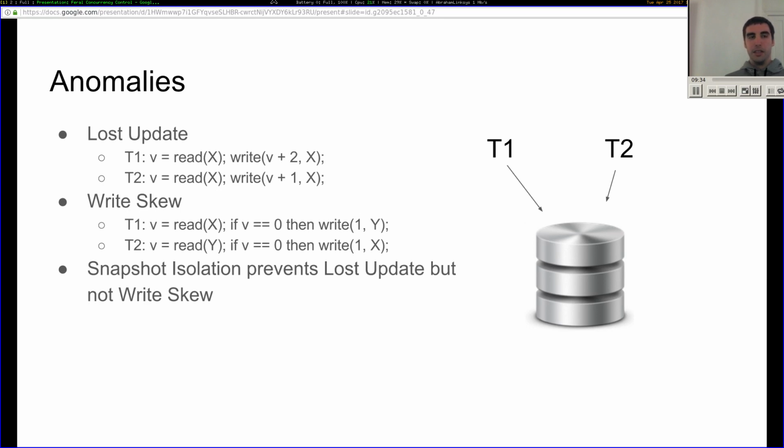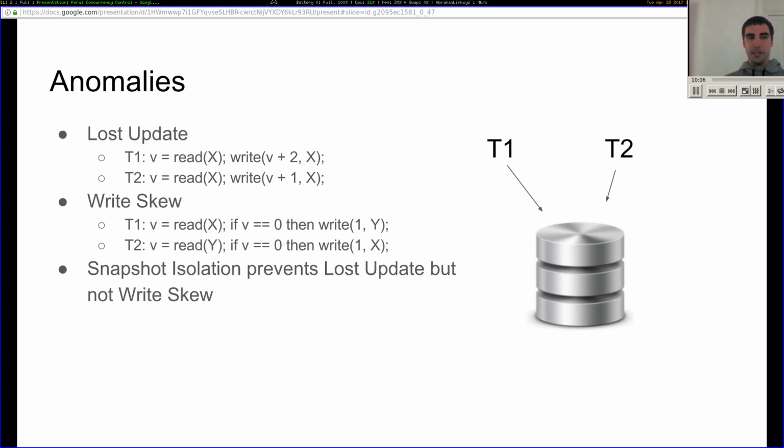But suppose that both transactions start, they both read X, they both see 0, and then transaction 1 finishes and writes the value 2, and then transaction 2 finishes and writes the value 1. The final value for X is 1, even though both transactions executed. So we wanted to see 3 at the end, but we saw 1, and it's because transaction 1's update got lost. And a generalization of that is write skew.